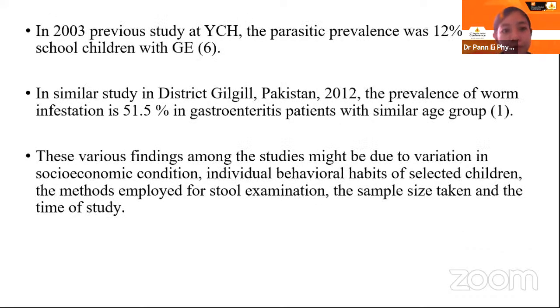In a 2003 previous study at Yangon Children's Hospital, the parasitic prevalence was 12% in preschool children with gastroenteritis. In a similar study in Pakistan in 2012, the prevalence of worm infestation was 51% in a similar age group. These various findings among the studies might be due to variation in sociodemographic conditions, individual behavioral habits of the selected population, the method employed for stool examination, the sample size taken, and time of the study.